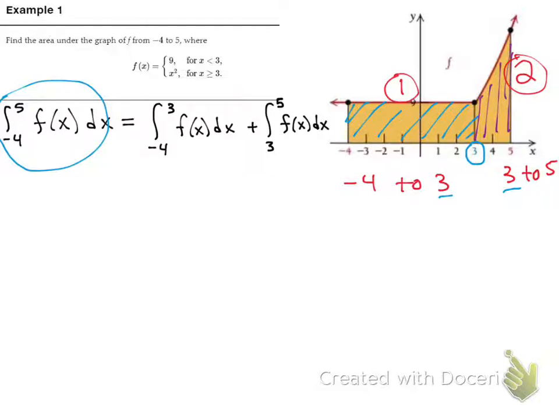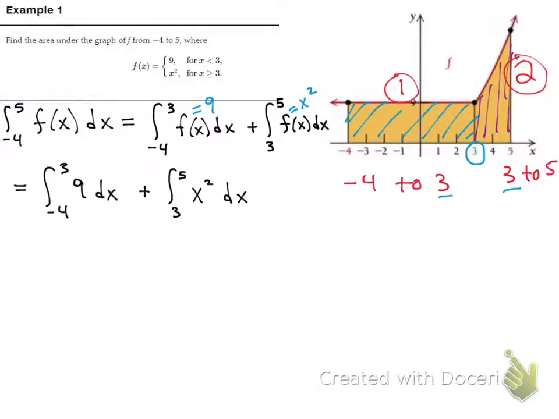So we break it up into these two, because from -4 to 3, the function is just defined as 9. Because we know whenever x is less than 3, the function is just equal to 9. And then from 3 to 5, the function is just equal to x squared. Because we know whenever x is greater than or equal to 3, the function equals x squared. So that's why we have to break it up like that. So now I plug in the value of the function for each integral.